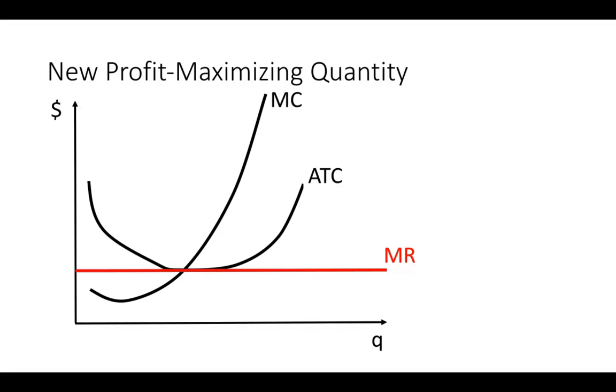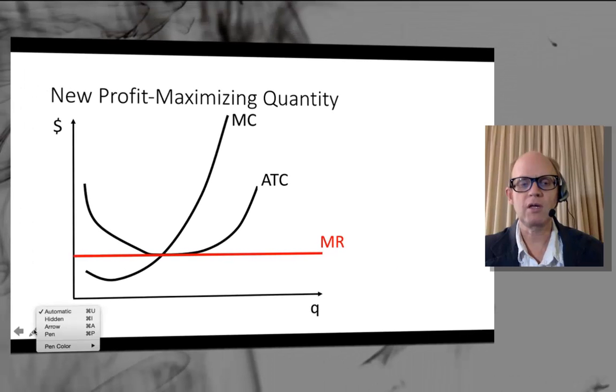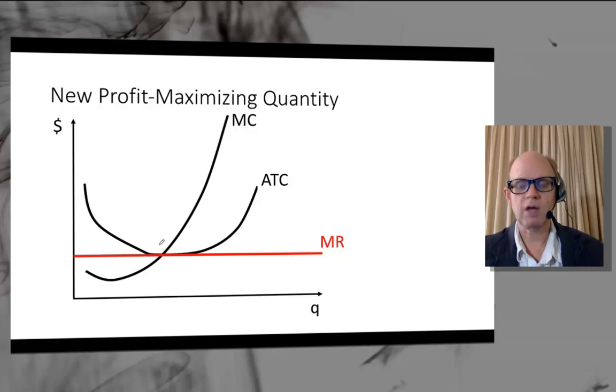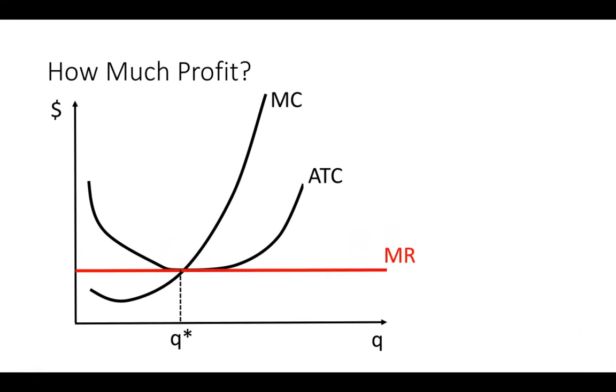So now we can look again at the profit maximizing quantity. Just as before, the firm would produce where marginal revenue equals marginal cost, which is right here. So this is the quantity. We'll draw in a Q here. All right, so that's the new profit maximizing quantity. So now the question is, how much profit does that firm make?